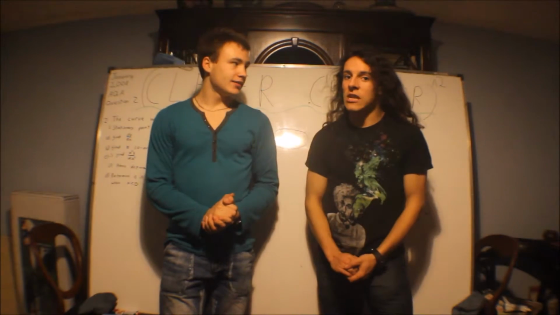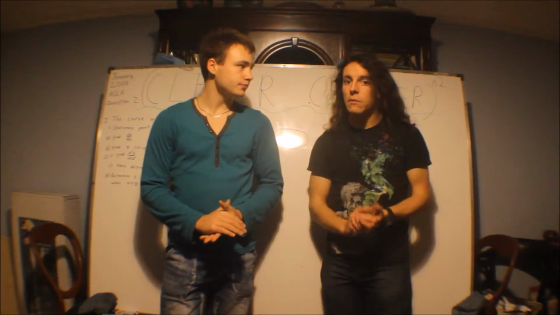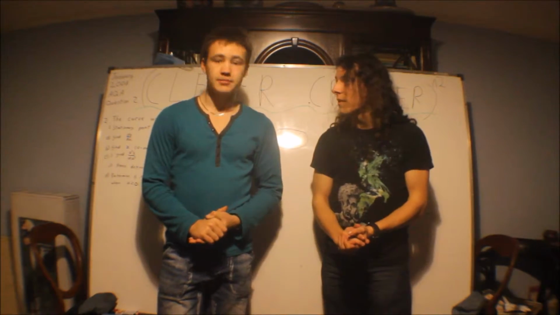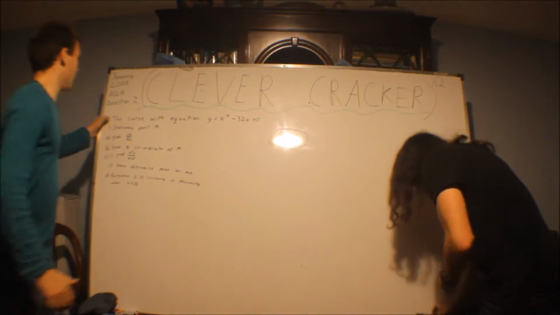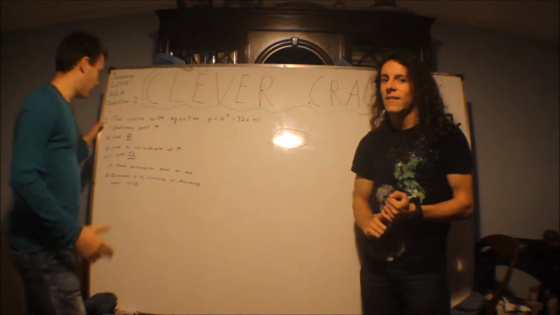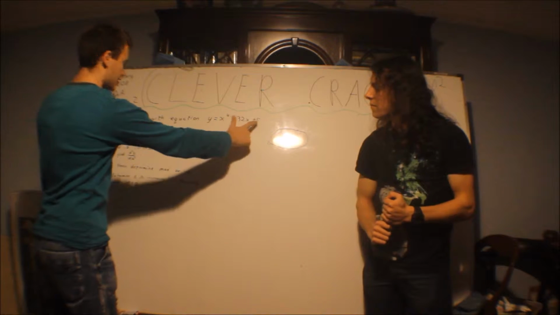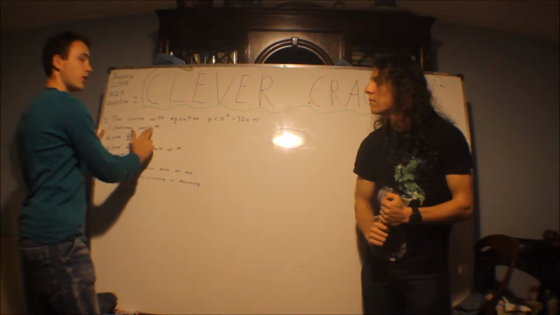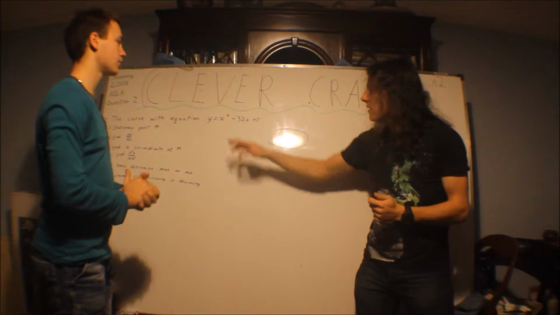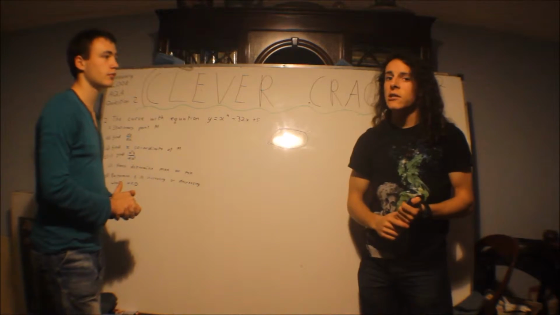Hello! We're back. Absolutely. For question 2, we're doing the entire Core 1 paper of 2008. We've gone through that, so let's do it. I'm going to read out what it says in the question before going through the actual question. The curve of the equation y equals x to the 4 minus 32x plus 5 has one stationary point at M. It does, and as it's x to the 4, it's a polynomial, and it's got a stationary point.